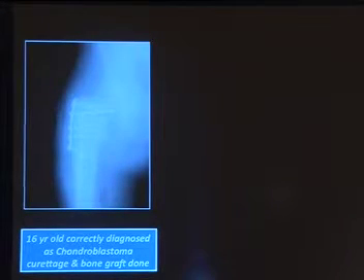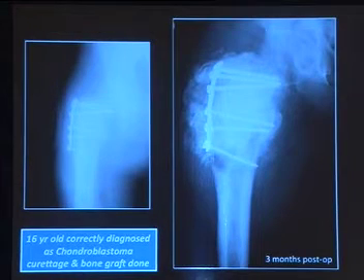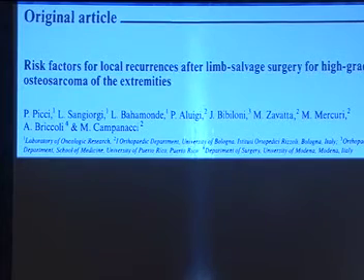That's a 16-year-old correctly diagnosed as chondroblastoma. Curettage and bone grafting was done. These are not my pictures. And 3 months post-op, the tumor literally explodes out. So what was wrong? Surgical margins were missed.